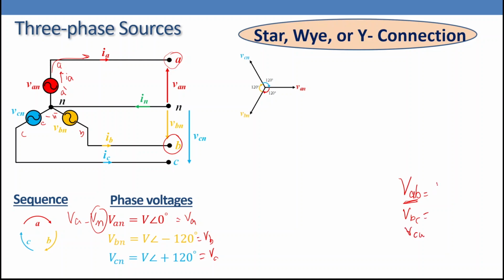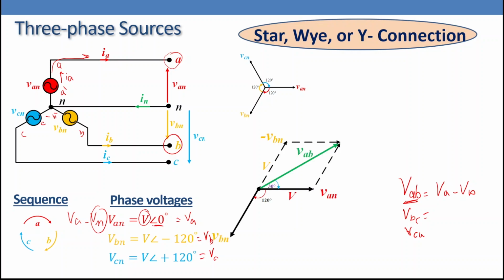So VAB equals VA minus VB, and those are phasors. So how are we going to find the relation between VAB and VA or VB? We notice that the phase voltage is V with angle 0 for phase A. So if we look at that as a phasor, we have VAN and VBN. To have VA minus VB, we are going to reverse this phasor here. So that one is minus VBN.